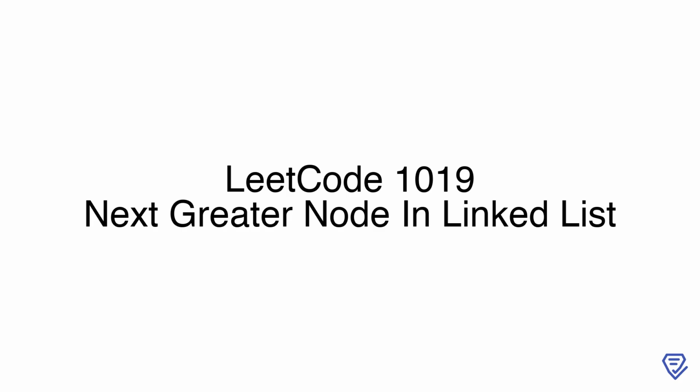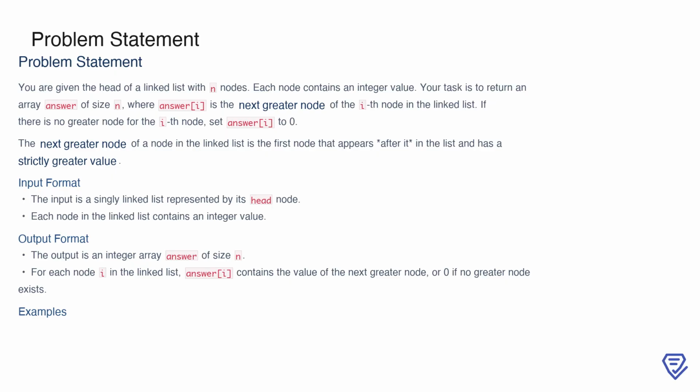Let's get started. In this problem, you're given the head of a singly linked list, where each node contains an integer value. Your task is to determine, for each node, the value of the next greater node in the list. The next greater node is defined as the first node appearing after the current node that has a strictly larger value. If no such node exists, you'll assign a value of 0 for that position.